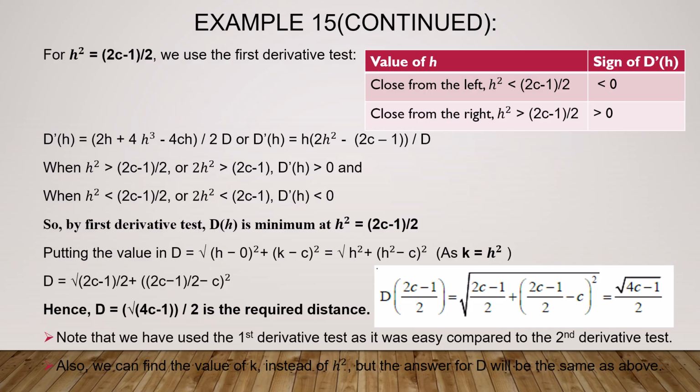Now remember, in this example we have used the first derivative test and not the second derivative test, because finding the second derivative would be difficult. And secondly, we can also find the value of k instead of h². That means you can have your derivative function in the variable k also. Here I have taken the variable h, you could convert it into the variable k also, correct? But the answer for d would obviously remain the same.